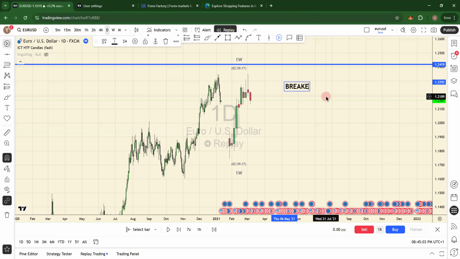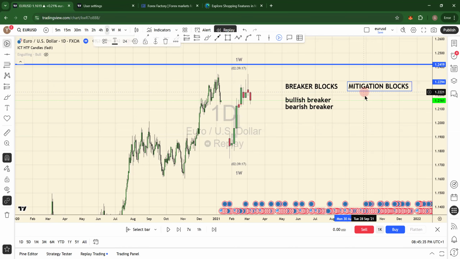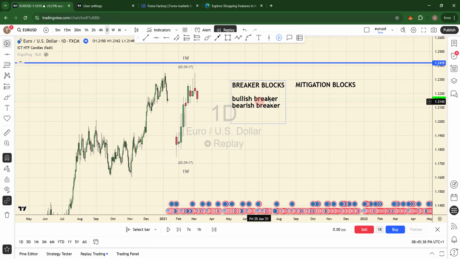We have breaker blocks. Under breaker blocks, we have bullish breakers and bearish breakers, all right? And then the next one, we have mitigation blocks. Now, all these blocks I'm teaching you guys, you're the one now to narrow it down with your own practice. You say, okay, I'm going to be trading only breaker blocks. I'm going to be trading only mitigation blocks. I'm going to be trading only bullish or bearish order blocks.